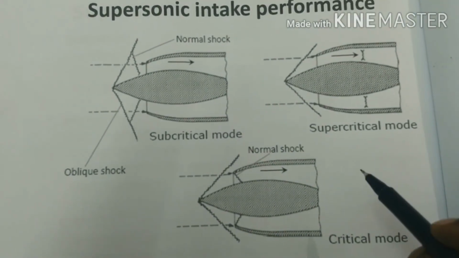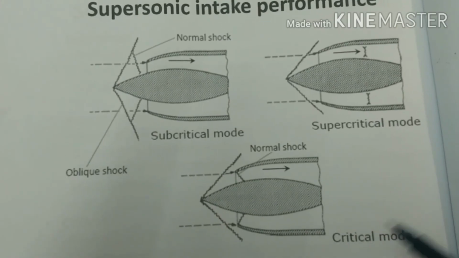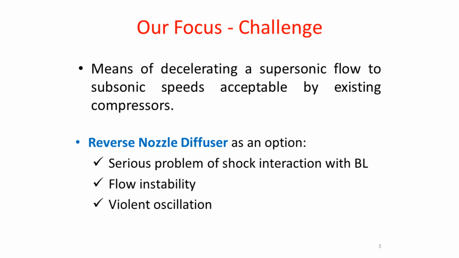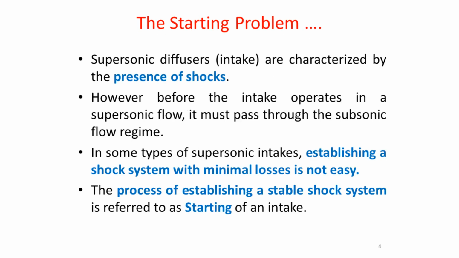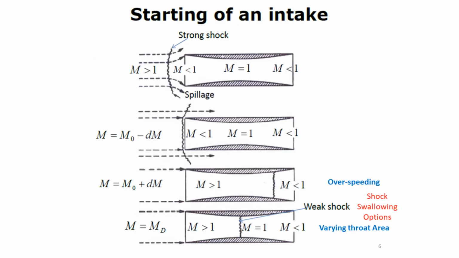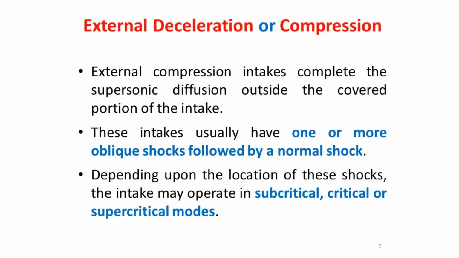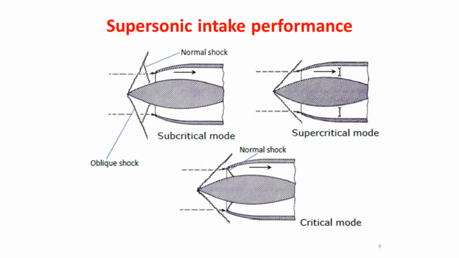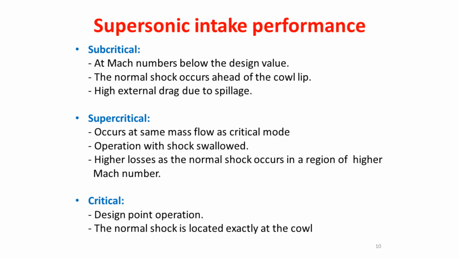Okay, we are going to wind up this section. Before winding up, let me summarize what you have seen. We started with the intake requirements of supersonic intakes and the challenges they face: decelerating the flow from high supersonic to low subsonic through a stable shock system. Internally we can manage, that is the starting problem we have discussed, and then external compression mode also we can try, to obtain the deceleration of flow from high supersonic to low subsonic, giving different modes of inlet operation. So with this we'll wind up this lecture.